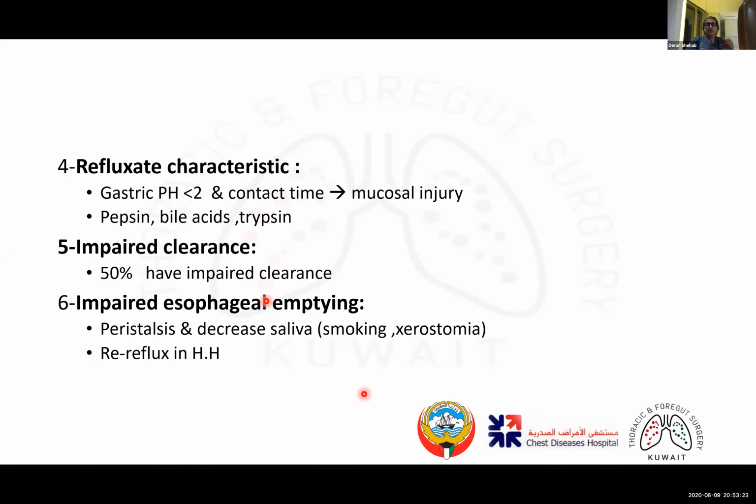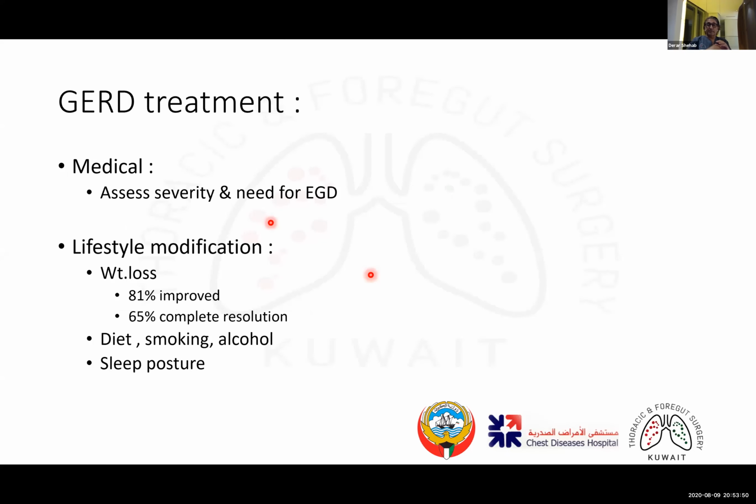GEJ incompetence. One more thing is the impaired clearance in the esophagus, or impaired esophageal emptying, and decreased or poor saliva production. That means the chance of GERD affecting the esophagus is greater, or the complication of GERD in the esophagus is more likely. So if you want to treat the reflux disease, we have either medical, surgical, or endoscopic treatment of GERD.